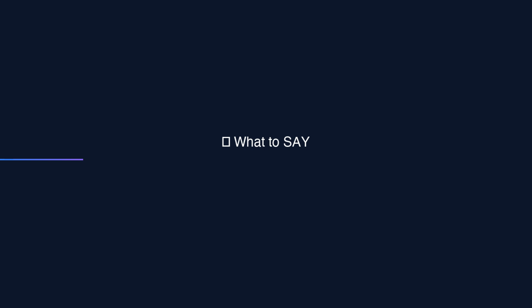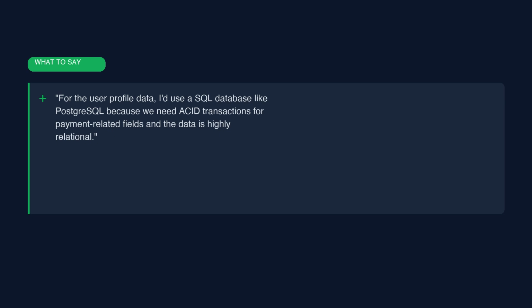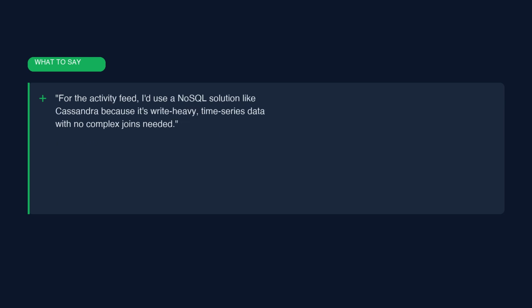Now let's talk about what to say in the interview. A great thing to say is, "For the user profile data, I'd use PostgreSQL because we need ACID transactions for payment-related fields, and the data is highly relational." This shows you're making a data-driven decision, not just picking a database at random. Another strong answer: "For the activity feed, I'd use Cassandra because it's write-heavy, time series data with no complex joins needed." This shows you understand different databases for different use cases within the same system.